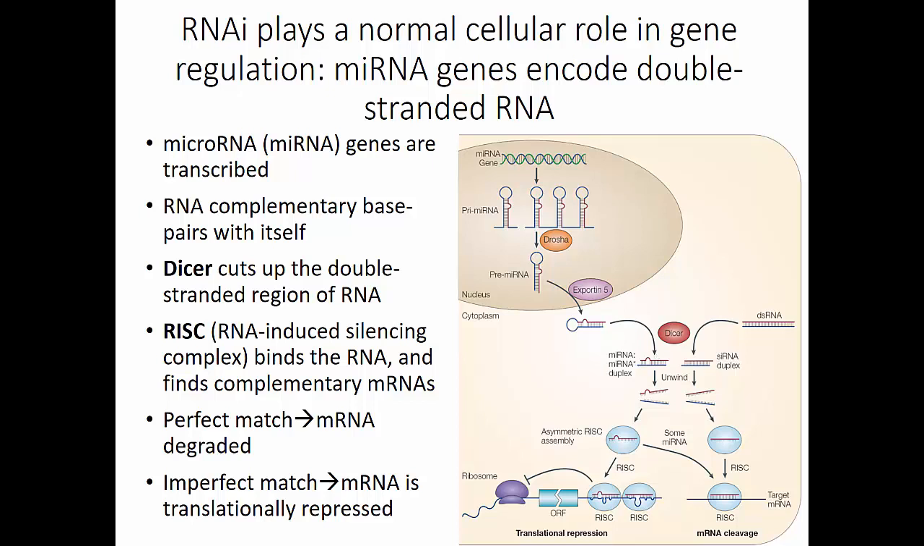These are cut into pieces and bound by the RISC complex, and then a search is carried out for any messenger RNA that has a similar sequence. Now, two different things have been found to happen. So these endogenously encoded genes, microRNA genes, don't always perfectly base pair with their target. If they do not perfectly base pair, it's been found that this just inhibits the translation of those messenger RNAs. If they do perfectly base pair, they actually cause the cleavage of the messenger RNAs.